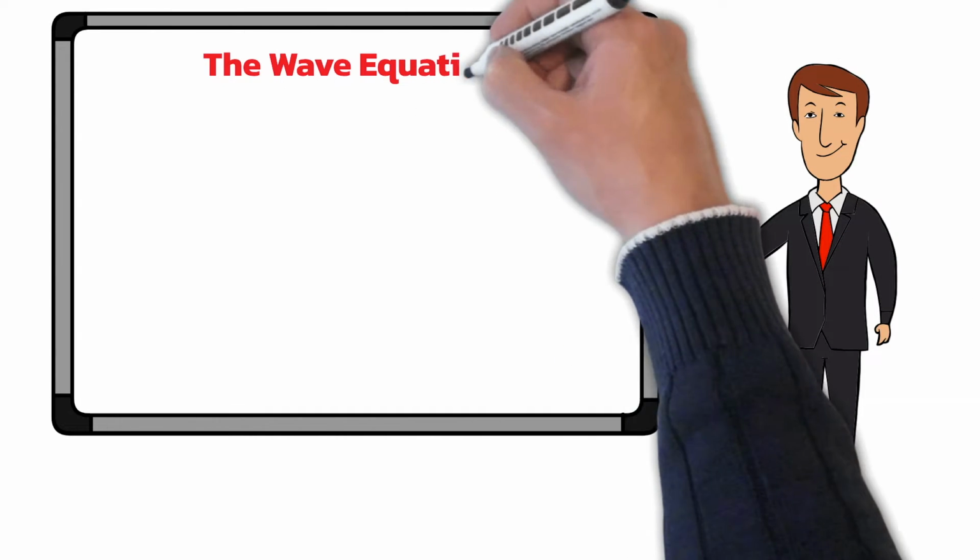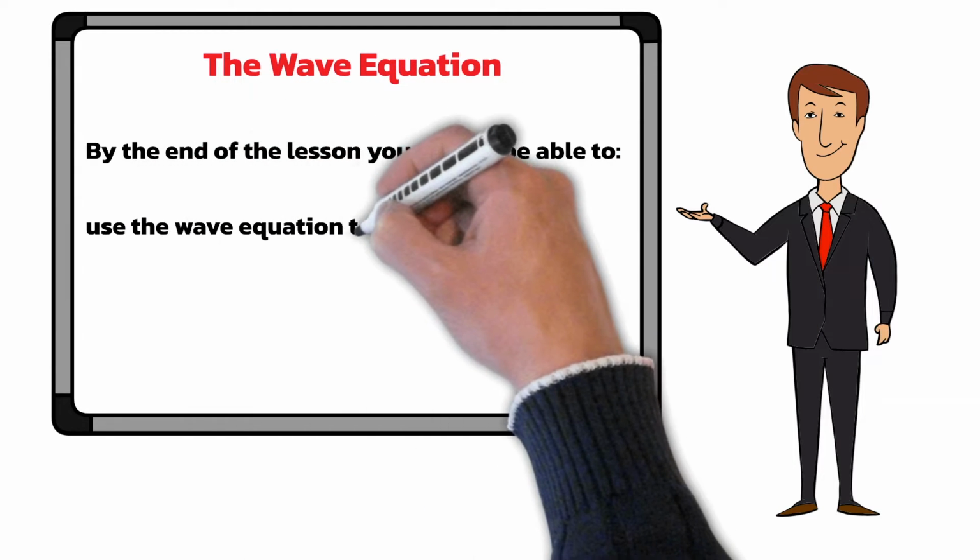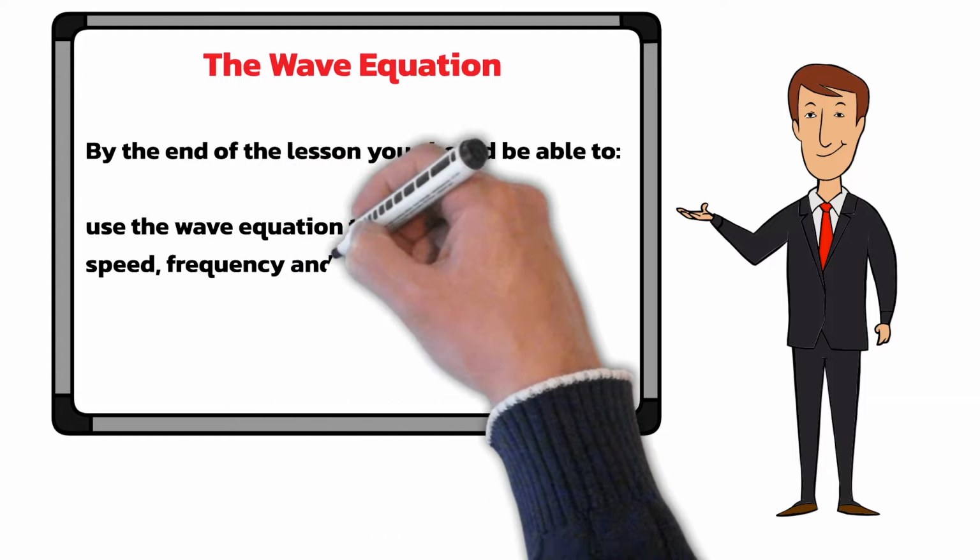In today's lesson we'll be learning about the wave equation from the waves topic of GCSE Combined Science and GCSE Physics. By the end of the lesson you should be able to use the wave equation to calculate a wave's speed, frequency and wavelength.